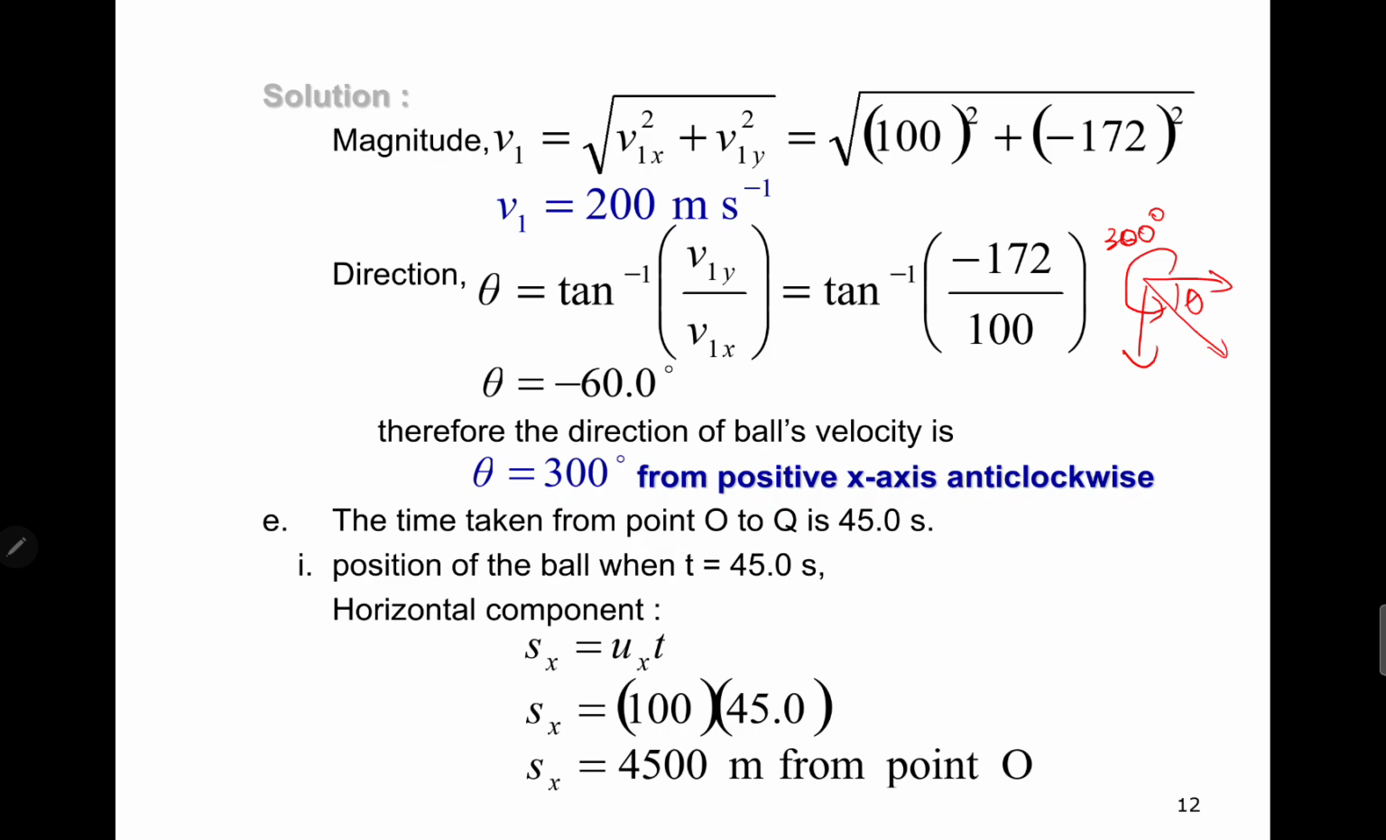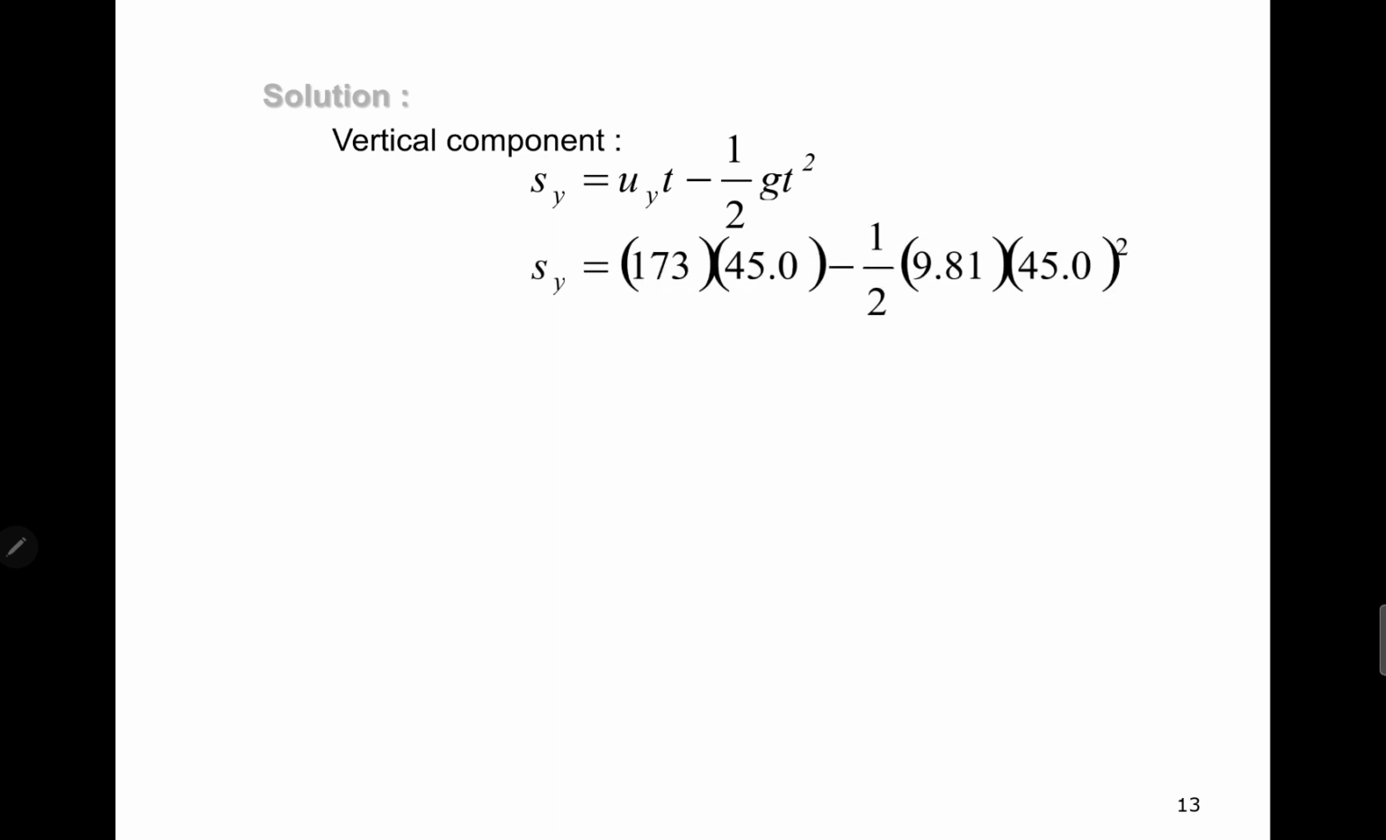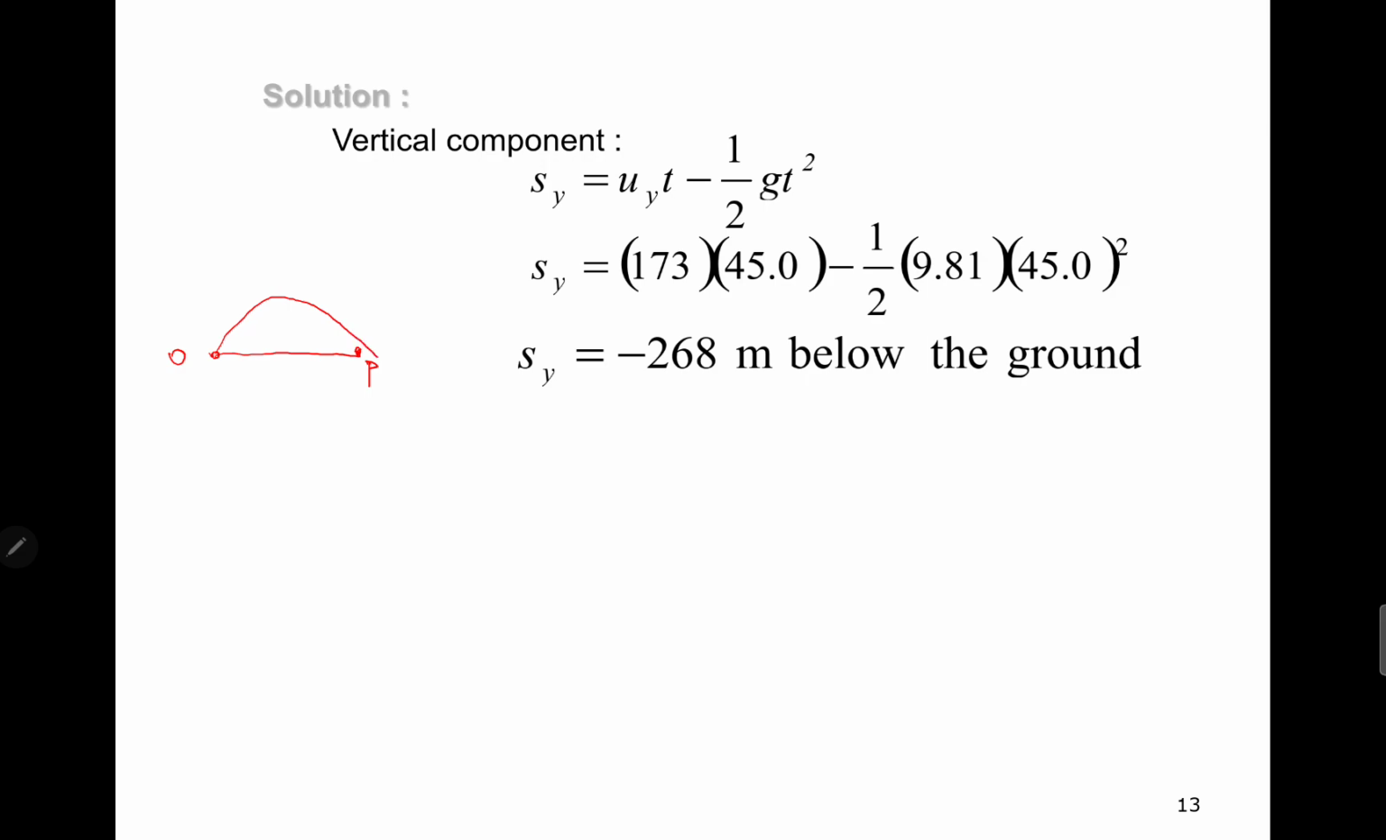For displacement x you get 4500. For y you will end up with negative 268 meters. This one will be below the ground, meaning below the initial position. So now the situation is like this: point O, and then you have point P over here. What happened is that the object misses point P and travels further down. This will be point Q.